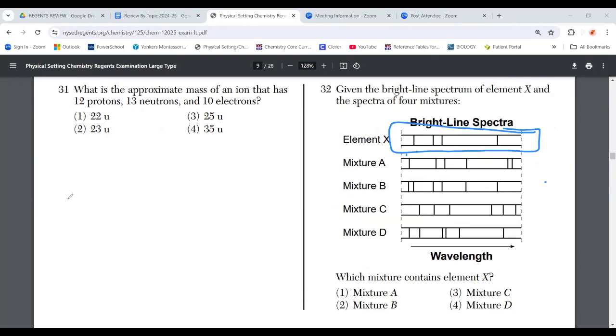Okay, so which one contains mixture X? This is B. Now, this was also on the final exam, and so you may have gone over it already because you did it in your error analysis, so you might want to skip this question.